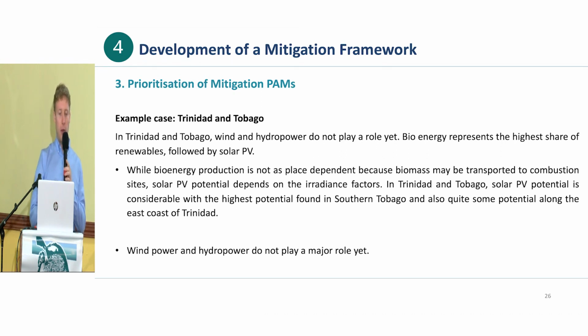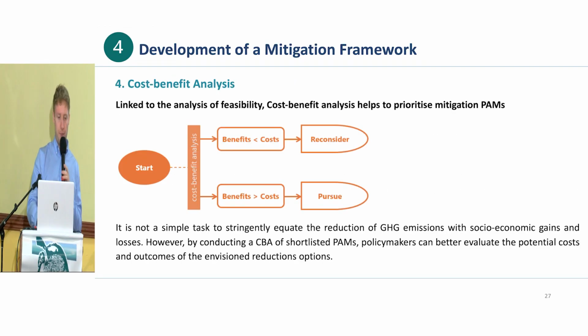And then we see that wind power and hydropower do not play a major role yet. Hydropower, we don't have very strong riverine systems in the country, and wind power, the potential is not as good as solar power. So when we set out on a renewable energy trajectory, we might want to prioritize solar PV over these other choices, right? So this is just a very easy example of how we should think when we prioritize mitigation policies.